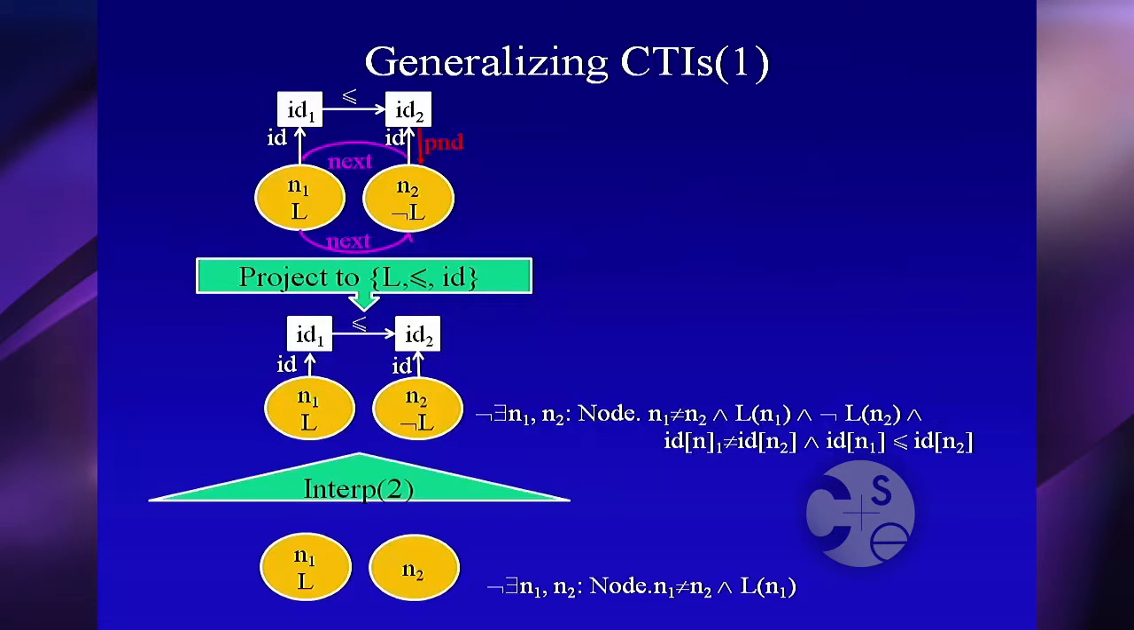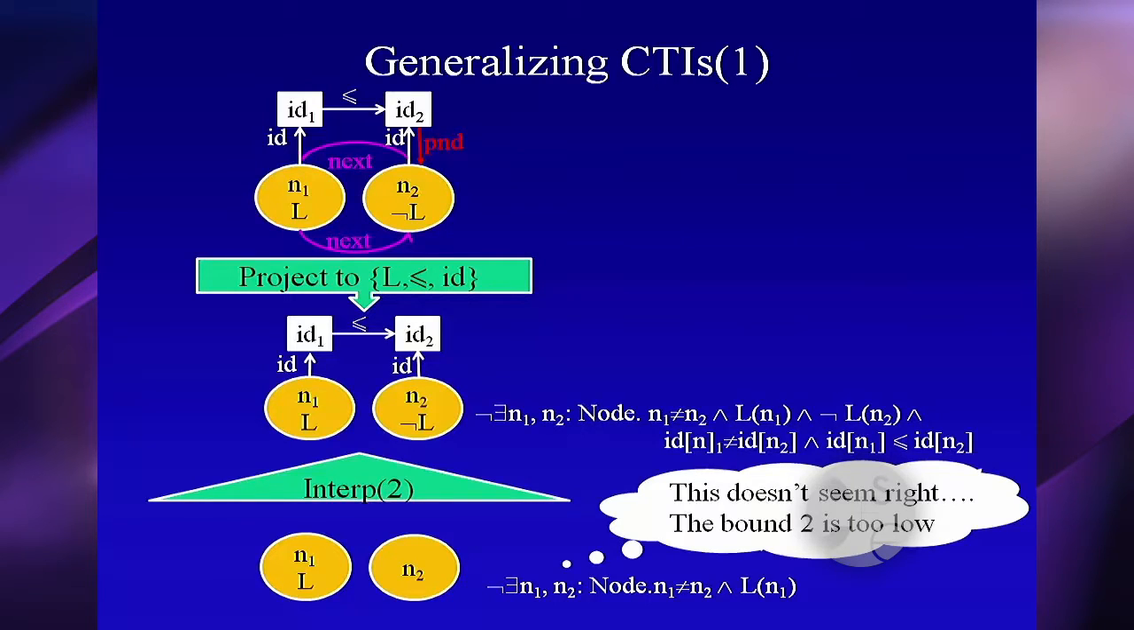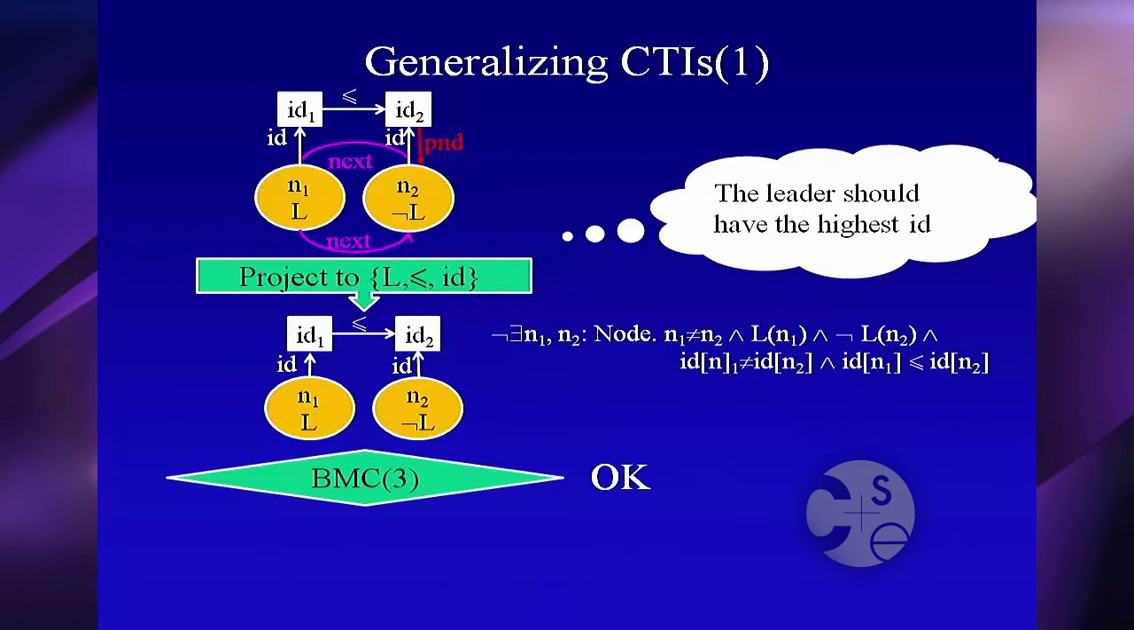Interestingly, we can also do interpolation and try to generalize it. And you see here it did something terrible. What happened? The SAT solver did something terrible. This doesn't seem right. How can this happen? It's just because, in order to have an interesting bug, you need three nodes. Otherwise, you see what the SAT solver told you: there cannot be two nodes in which one of them is the leader. That's nonsense.